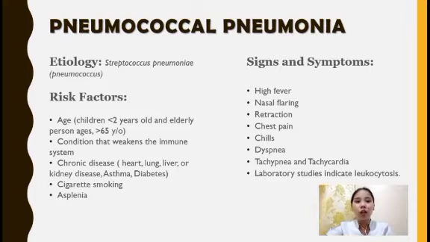First, we have pneumococcal pneumonia. The onset of pneumococcal pneumonia is generally abrupt and follows an upper respiratory tract infection. The causative agent for this is the Streptococcus pneumoniae or the pneumococcus. About the risk factors, these are children less than 2 years old and elderly persons ages 65 years old and above. Next are conditions that weaken the immune system, chronic diseases such as heart, lung, liver or kidney disease, asthma, and diabetes, and also cigarette smoking and asplenia.